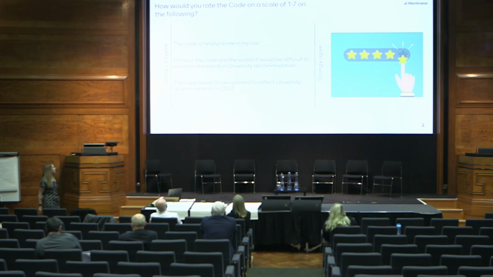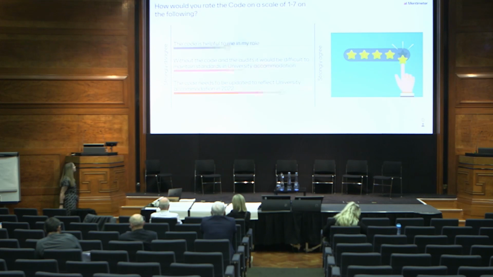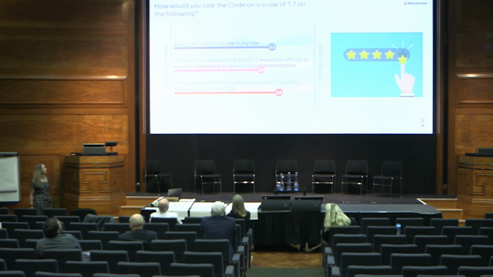So these questions are rated on a scale of 1 to 7. 7 meaning strongly agree, 1 meaning strongly disagree. And you just need to read the statement. So is the code helpful to you in your role? Without the code and the audits, it will be difficult to maintain standards in university accommodation, and the code needs to be updated to reflect university accommodation in 2022. And it's nice to see some high scores on these 3, because really that is the purpose of us being here today. We would hope that the code is helpful to people and that we have a reason to need to update it. I think the middle question is a little bit of a red herring.